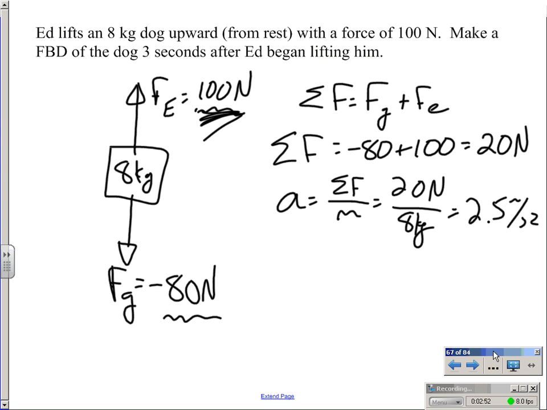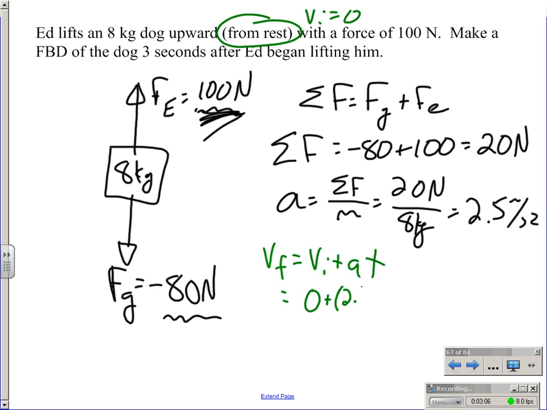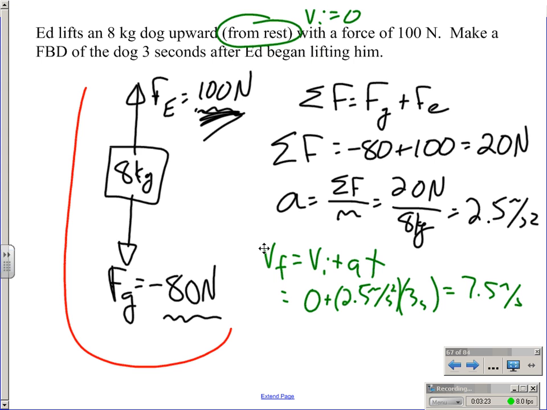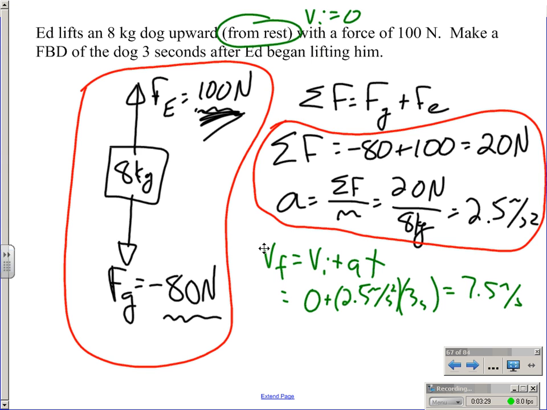And so now I should be able to find the final velocity. So Vf equals Vi plus At. Since he started out at rest, our Vi is 0. So you're going to get 0 plus the acceleration, which is 2.5 meters a second squared, times the time, which is 3 seconds. So we're going to get to a velocity of 7.5 meters a second. So my final free body diagram would have to have the drawing, the net force, the acceleration, and the velocity. So I guess that's it. All right.